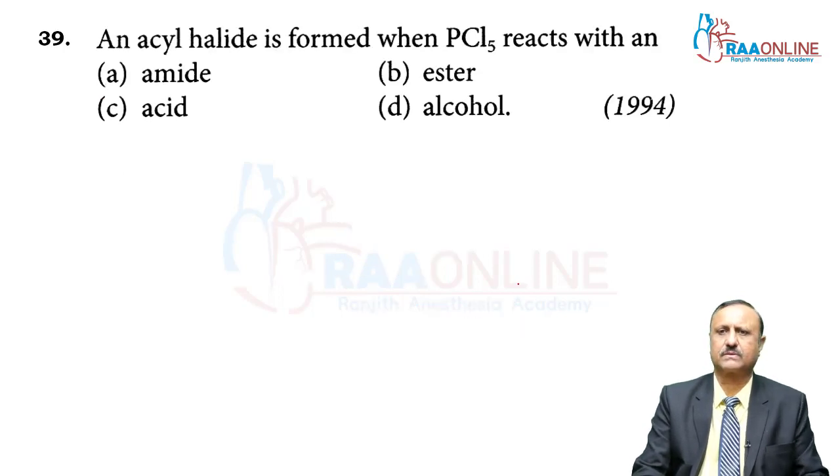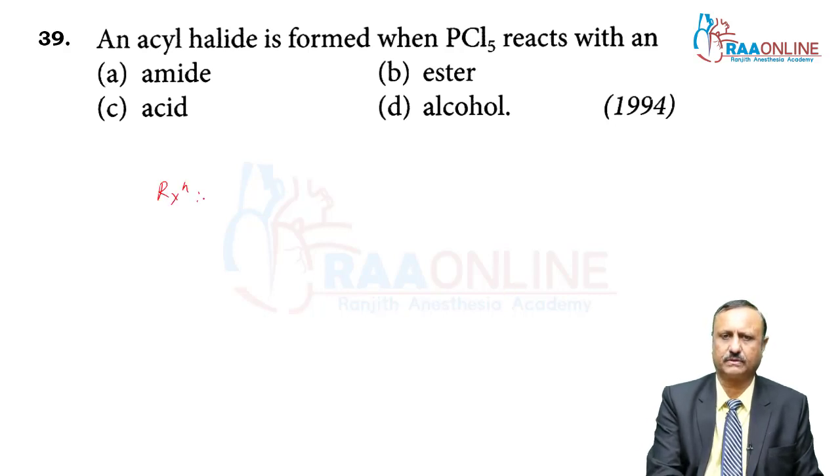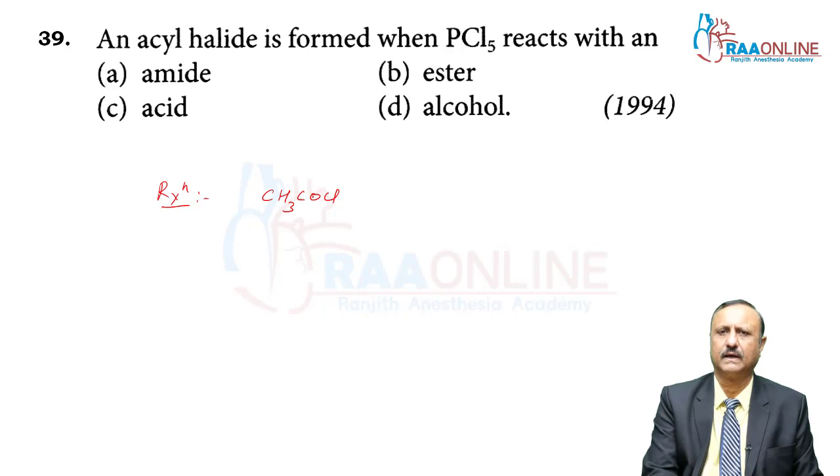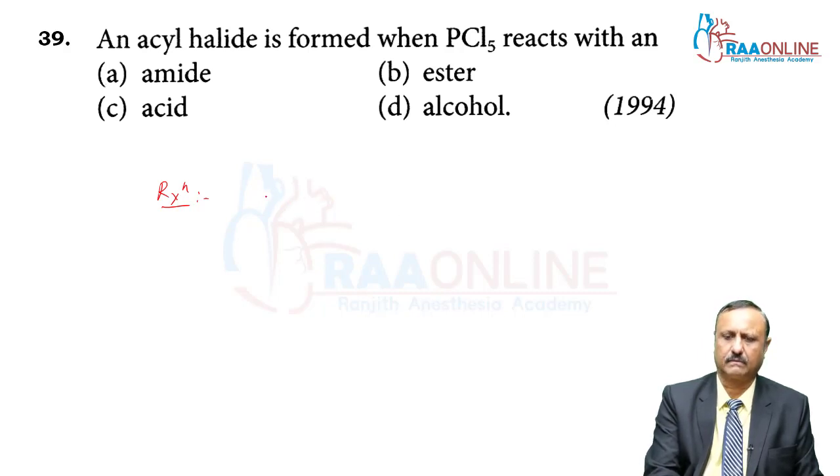So in the next question, question 39, my dear students, this question was asked in the 1994 NEET exam. What is the reaction of this question? First of all, you can see the acyl halide. Acyl halides are compounds like CH3COCl. Here the acyl halide is the product formed when PCl5 reacts, so you can write the reaction: A reacts with PCl5 to give the acyl halide, CH3COCl.